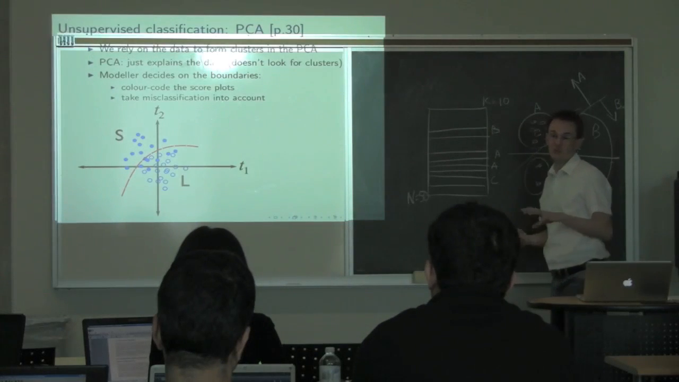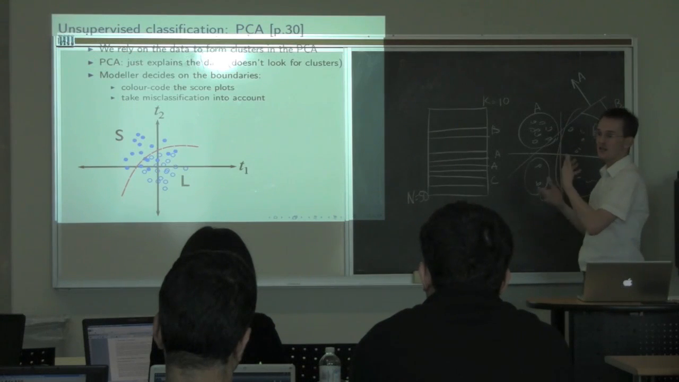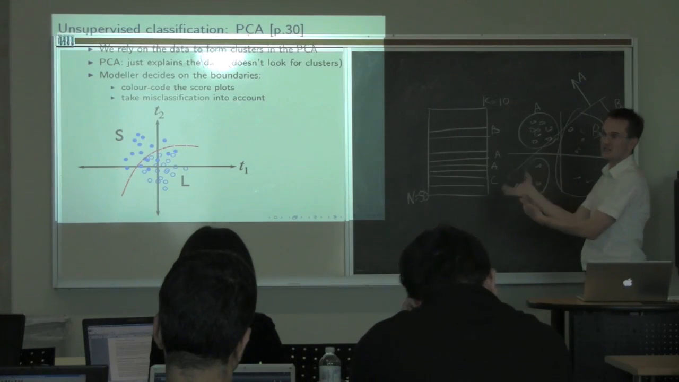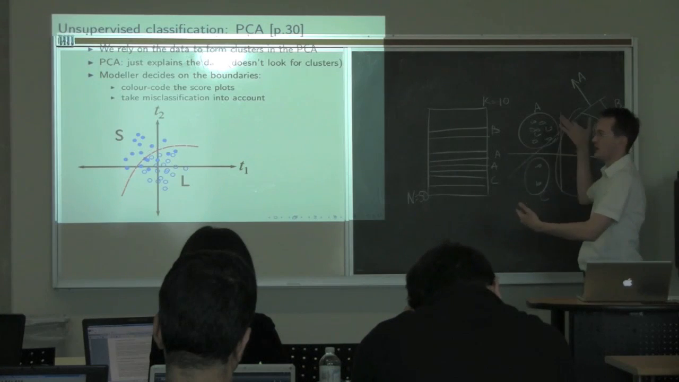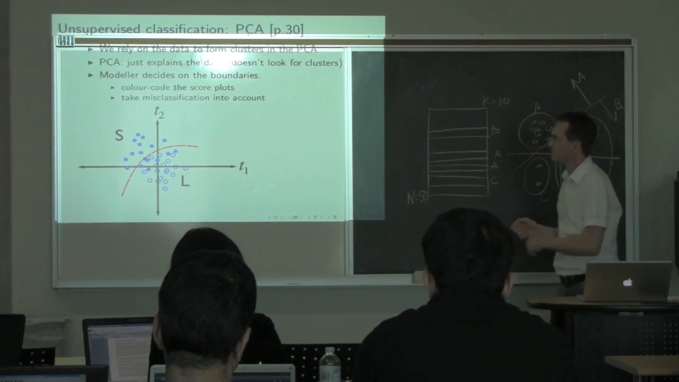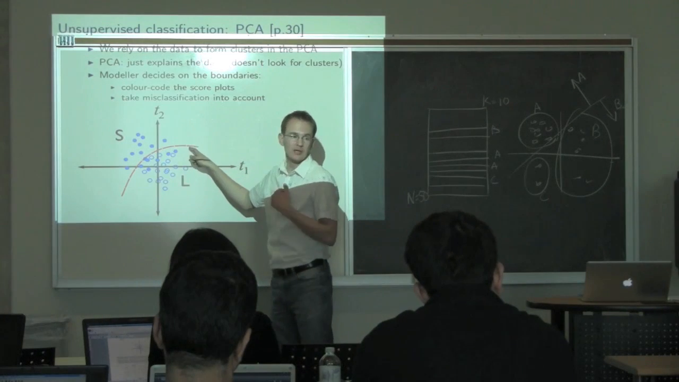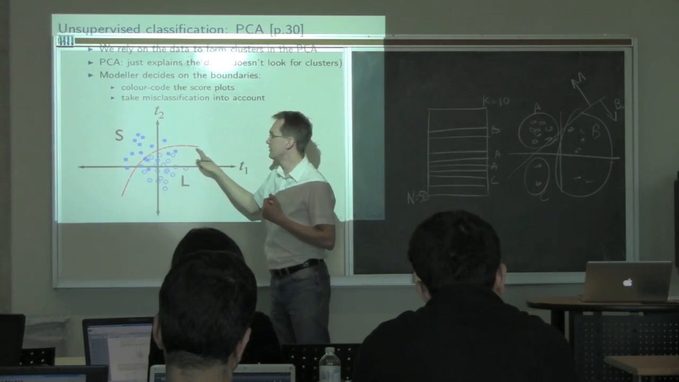Or you may have to draw that curve in T1, T2, and T3 simultaneously. There's no guarantee that in the first two components it's going to nicely separate out in front of you. You may have to have a three-dimensional plane to separate your two clusters. And when you set that, you've got the freedom to choose wherever that line goes.